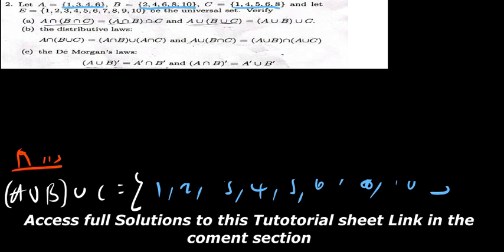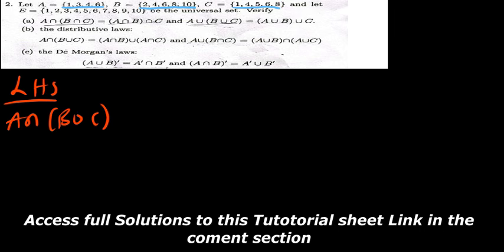But let's try to do part B. I'm going to do the first one, then the second one I want you guys to do, and then you verify the answers with me. So we have A, left hand side, A intersection, open brackets, B union C. The first thing is, we first have to write what A is. A is 1, 3, 4, 6. That is A.